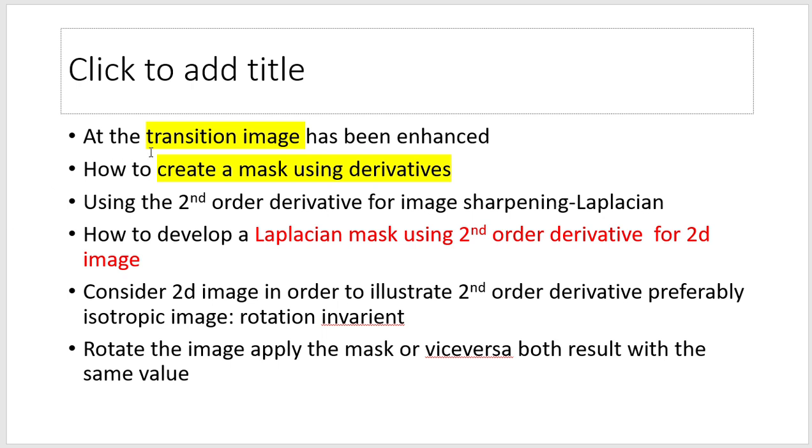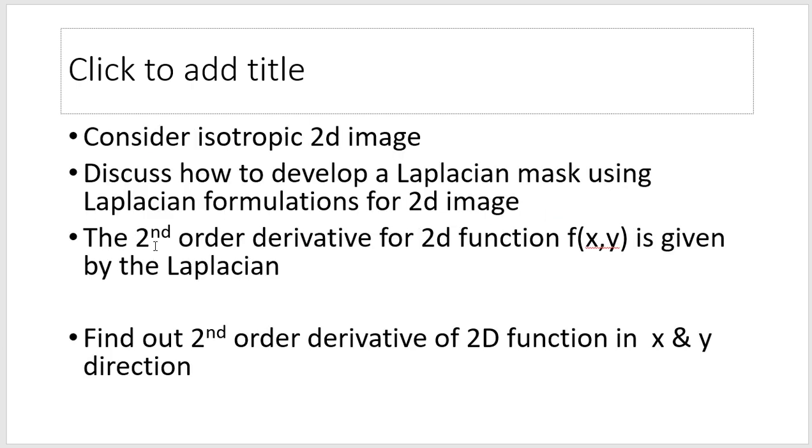Next is, at the transition, the image has been enhanced. However, to develop the Laplacian mask using second order for the 2D image, we'll be using the Laplacian mask, and we need to rotate the image and apply the mask, or vice versa. Both the results will have the same value. So consider the isotropic 2D image, and we'll now discuss how to develop a Laplacian mask using the Laplacian formulas.